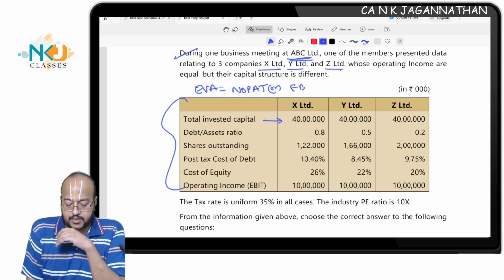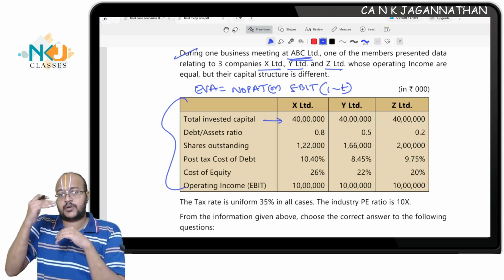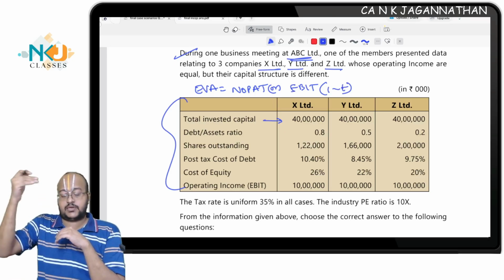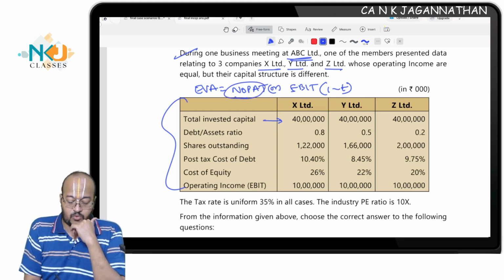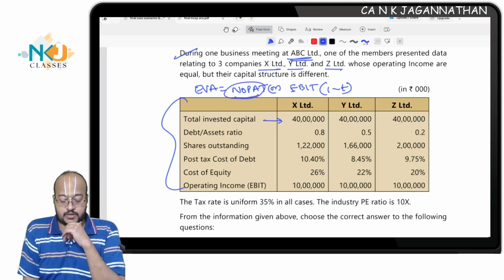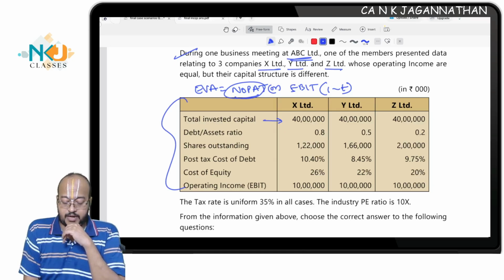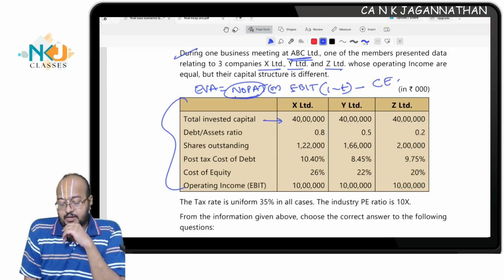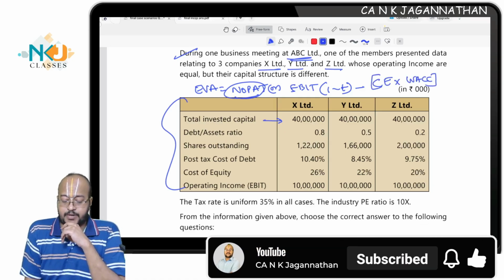One is EBIT into 1 minus T, or if interest is given, PAT plus interest into 1 minus T. Okay, you will get the NOPAT. So NOPAT, net operating profit after tax. So EBIT into 1 minus T, NOPAT minus capital employed into WACC. Capital employed into WACC, this is the total capital charge.